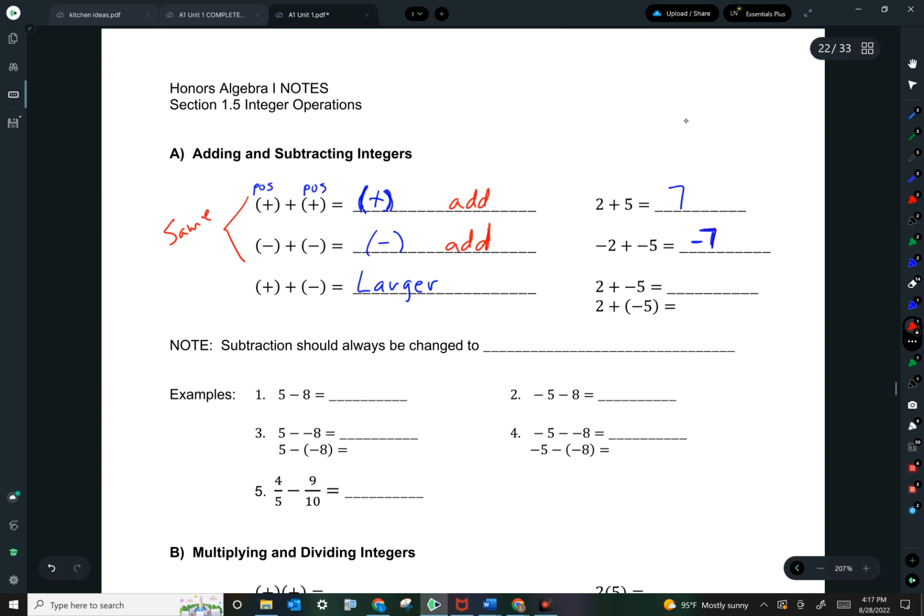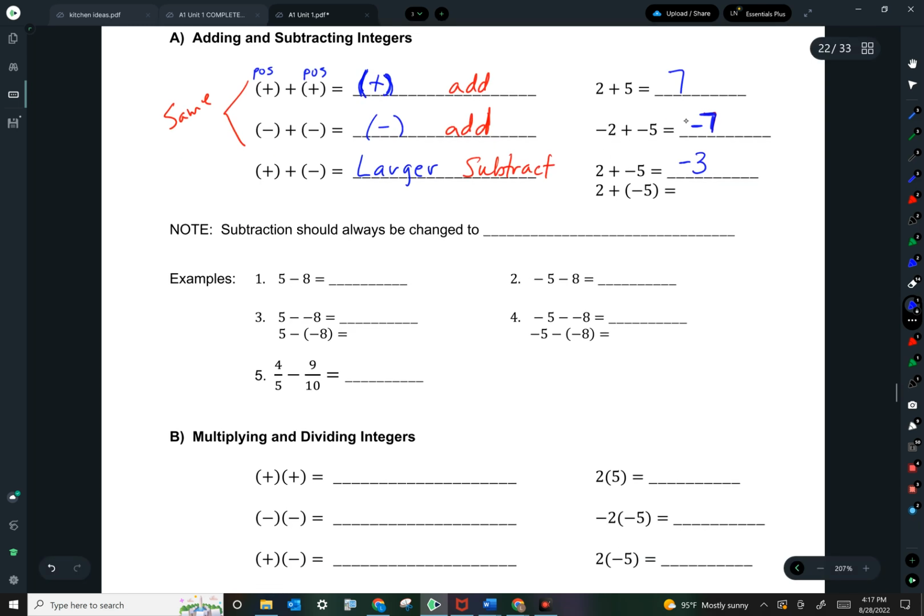However, whenever you have a positive and a negative, one of each, you're actually going to end up subtracting the numbers and then take the sign of the larger. So in this case, if I have 2 plus negative 5, and it doesn't matter if we write the negative 5 by itself or in parentheses, it says the same thing. So I know I'm going to subtract. 5 minus 2 is 3. And then I'm going to take the sign of the larger number. Well, 5 is more than 2, so my answer is negative.